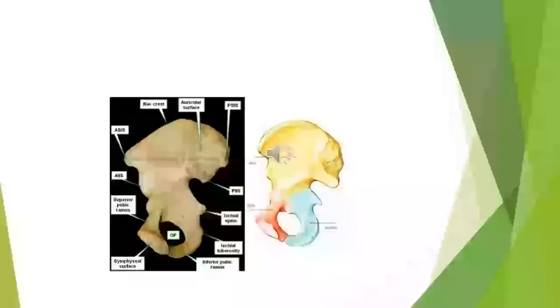Then you can see that round or oval gap between this ramus and the anterior part of the ischium, that is known as the obturator foramen, which will be bridged by the obturator membrane. So the pelvic surface of the pubic bone, the ilium and the ischium will be involved in the formation of the bony pelvis.